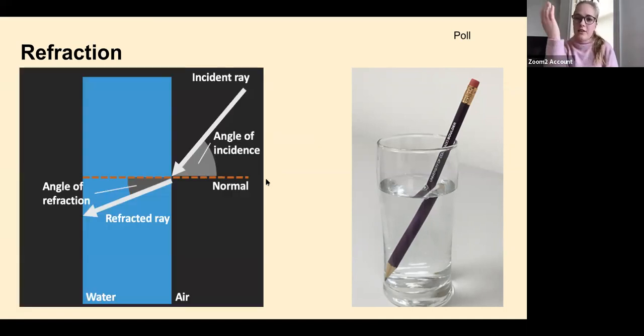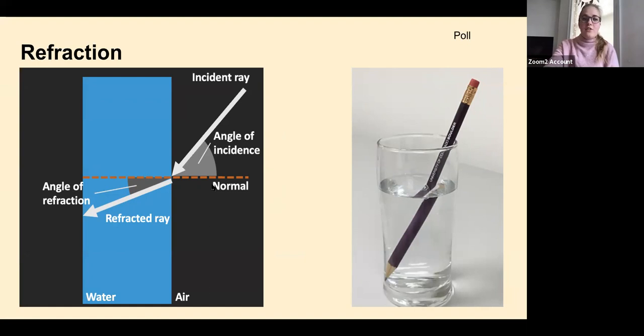Remember, here's our diagram showing what happens when light crosses from air to water. As you can see, the incident ray is going towards the boundary between the air and the water at the angle of incidence, and the angle of refraction is the angle between the normal and the refracted ray. The light slows down as it goes from the air to the water, and it changes direction. This angle of refraction here is actually smaller than the angle of incidence, and that's because the light is going slower in the water than it was in the air.